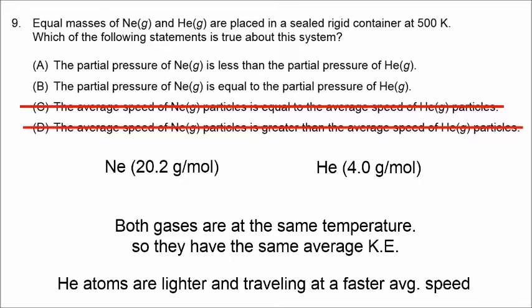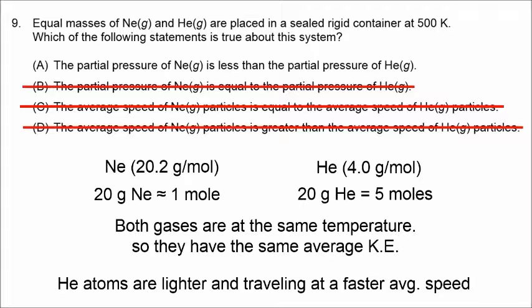Now, there are equal masses of neon and helium. However, there are not equal moles. And so because there are not equal moles, there's not going to be the same pressure for each of these gases. So the correct answer we know is A. If you had, for example, 20 grams of neon, that would be approximately 1 mole. But if you had 20 grams of helium, that would be about 5 moles. And since there would be fewer moles of neon, the partial pressure of neon would be less than that of helium.